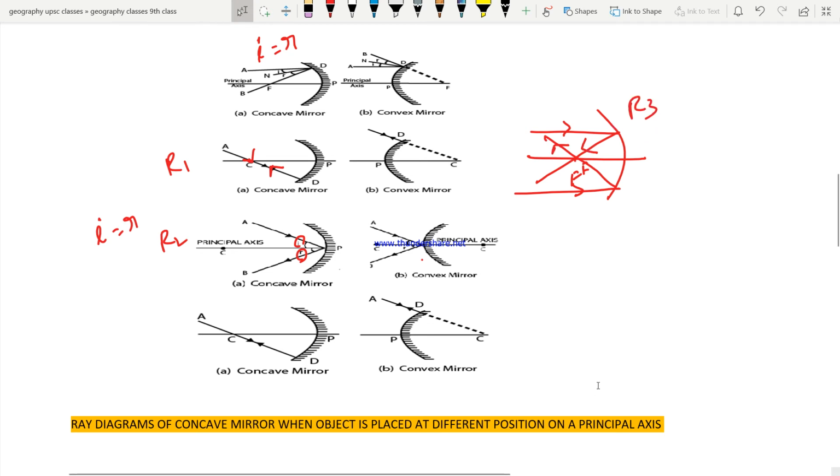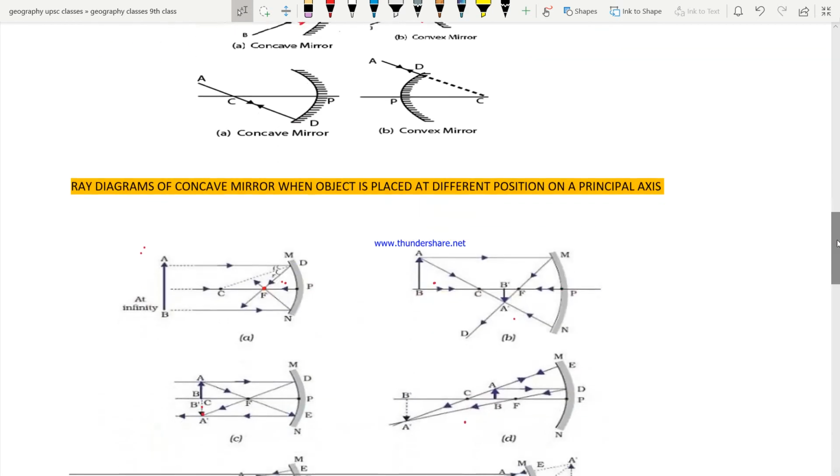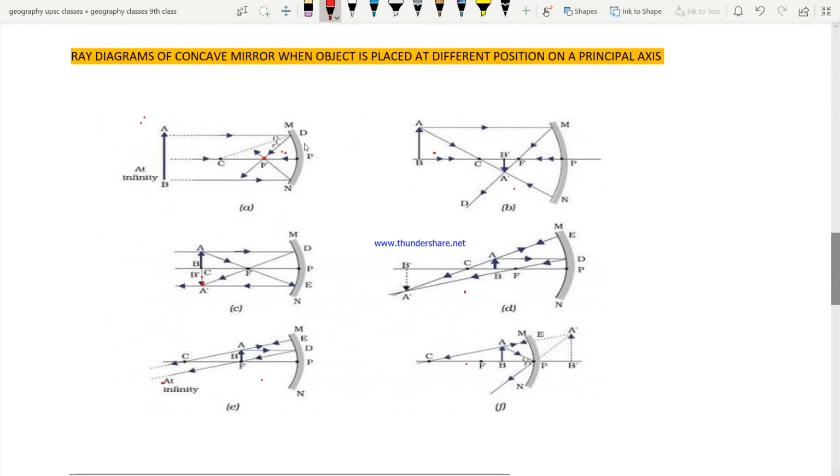With the help of these rules, we can draw the ray diagrams. I already took some ray diagrams here. See here, an object is kept at infinity. The light rays are parallel, which means they are coming from infinity, a very large object. So all the lights, after hitting the reflecting surface, converge at that point. That is called the image. At the focus the image is formed. So this is the first ray diagram.